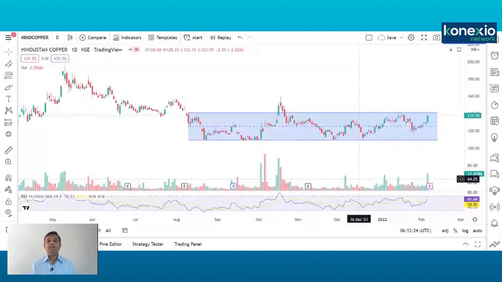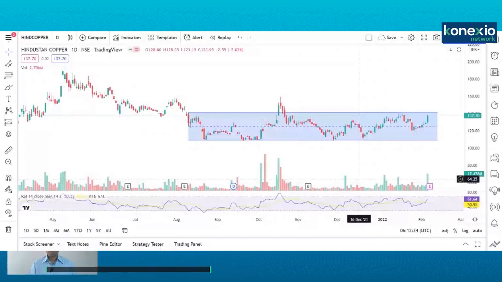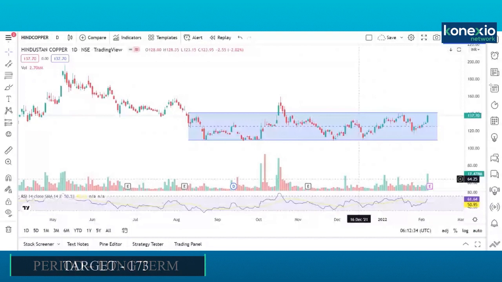We are expecting a breakout in Hindustan Copper maybe next week. So any dips should be used as a buying opportunity. So the call would be buy on dips around 133 for a long-term target of 173 in Hindustan Copper.